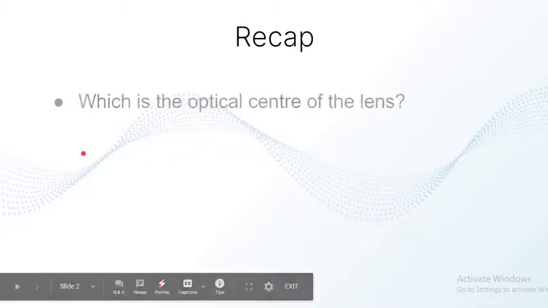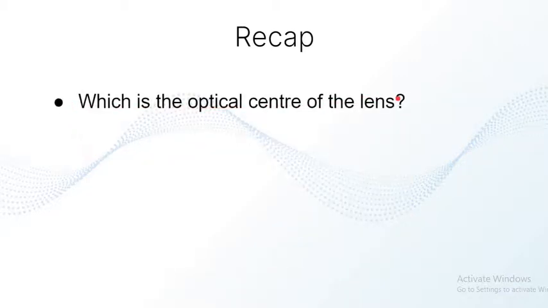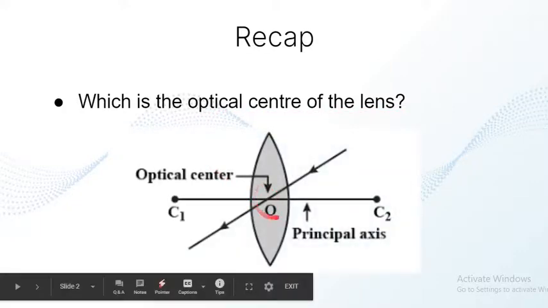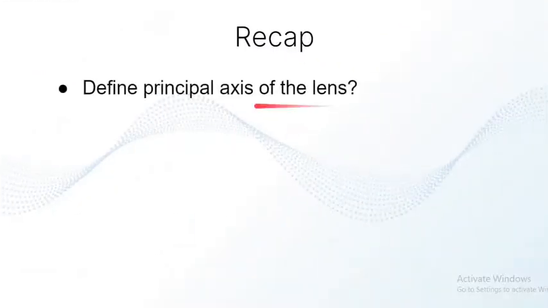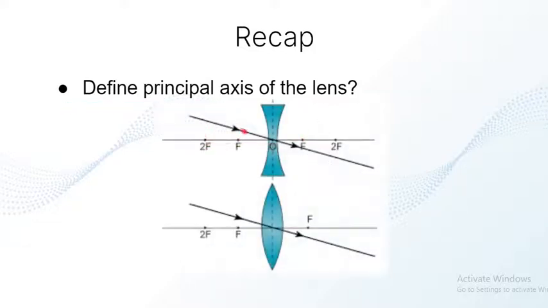Which is known as optical center of the lens? The center of the lens is called the optical center of the lens and it is denoted by the letter O. Can you define principal axis of the lens? The line passing through the optical center and perpendicular to the surface of the lens is known as principal axis.